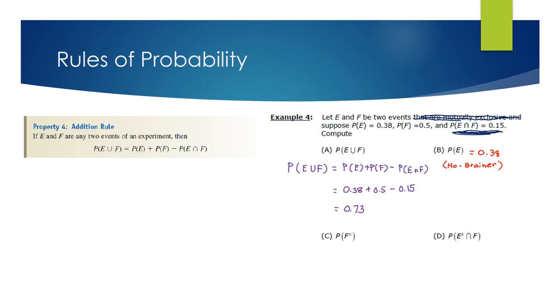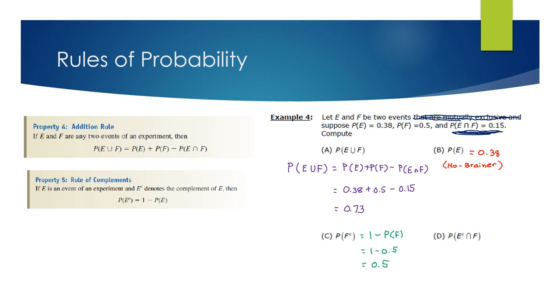The probability of not F, well, there's another rule that basically says a complement. Since we know all probabilities for an event have to total 1, then if I'm doing the probability of a complement of an event, it's just going to be 1 minus the probability of the event occurring. So here I would do 1 minus the probability of F, which is 1 minus 0.5, which is 0.5.